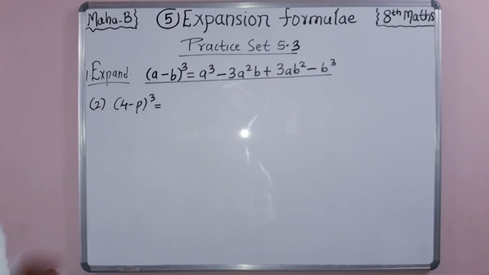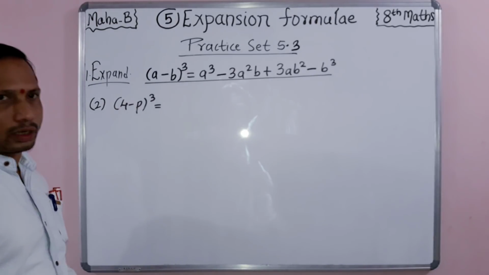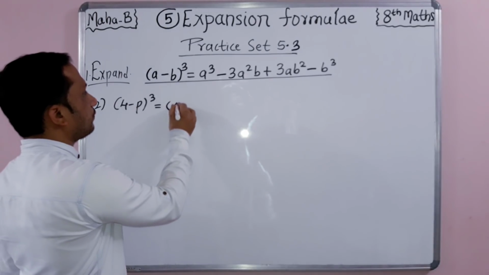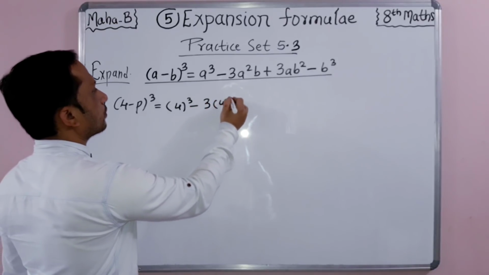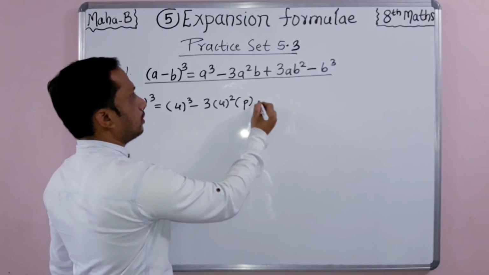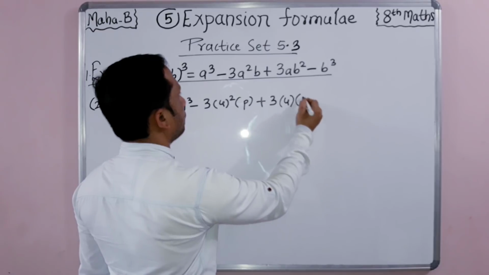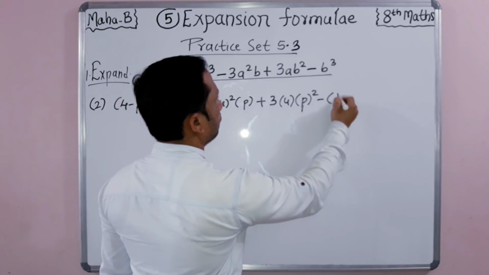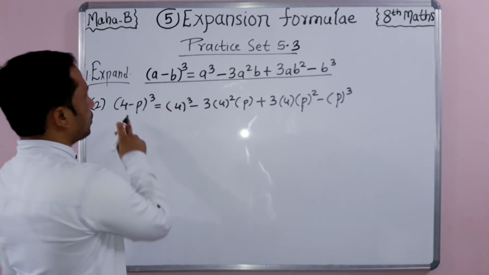Okay students, this is our second problem from practice set 5.3, (4 − p)³. So now we use the same formula. a³ means first 4³ is there, minus 3 a² means 4² is there, a² into b is what? p is there, plus 3 a means 4 and b² means p², and minus p³ is there. Okay students, so this is nothing but the expansion of the given expression.